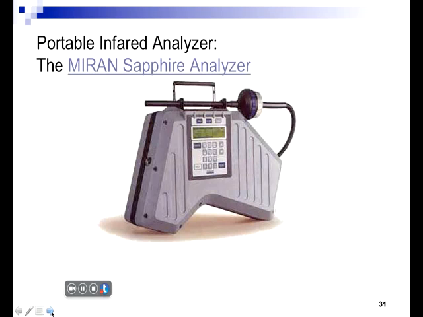The advantage of this is that you can use this to simultaneously determine more than one gas or vapor. And this is an example of an instrument that can do that. This is a portable infrared analyzer. This is a Moran Sapphire analyzer. And you can go into an environment where you have multiple alkenes, alkanes, alkynes, and simultaneously analyze those to determine what the concentrations of the gases and vapors are.